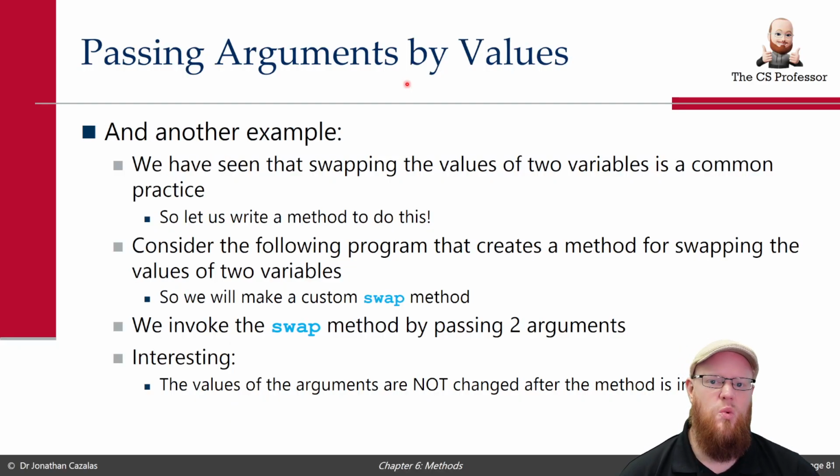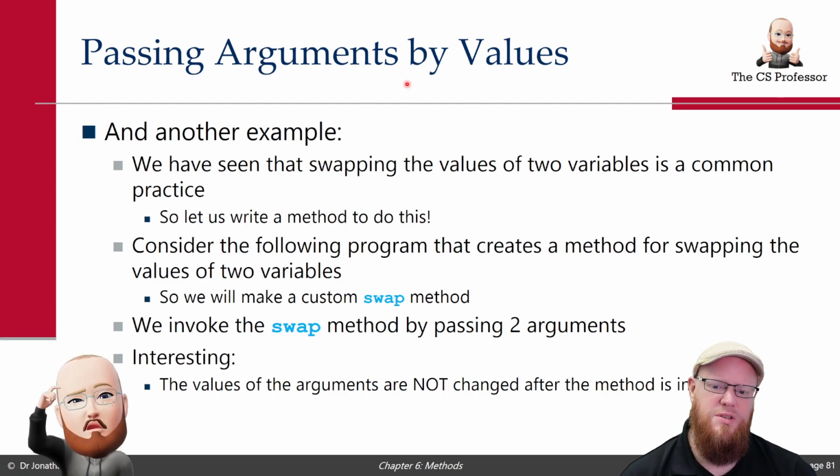Another example is swapping 2 values. We've seen how to swap 2 values using a third variable, temp, but what if we want to write a method to swap 2 values? In that method, we swap them, and make no doubt about it, they will swap. But when we look at our main after calling the method, it might surprise us that those variables are in fact not swapped. And it's a bit confusing at first.